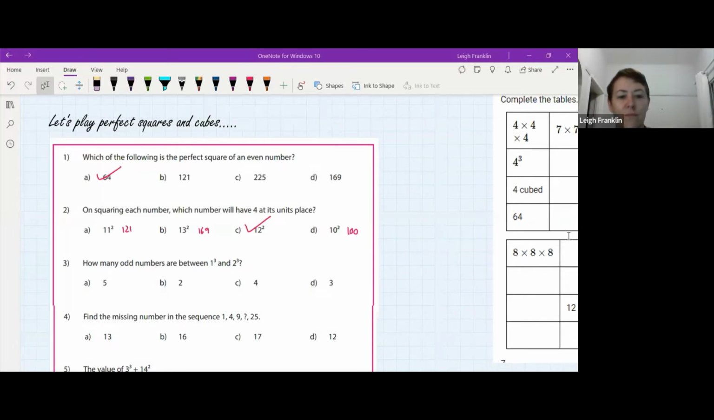Ma'am, I think 2. You think 2? Yes. All right. I don't agree with you, Oratilwe, but you're very, very close. Let's see if Devin knows. Devin, do you know how many odd numbers there are between 1 cubed and 2 cubed?